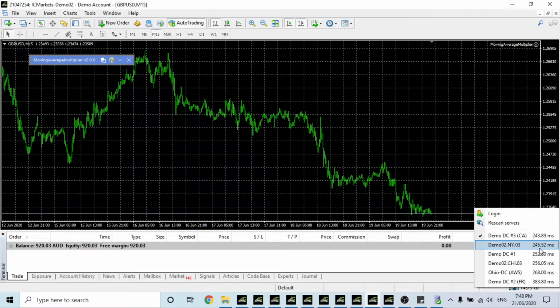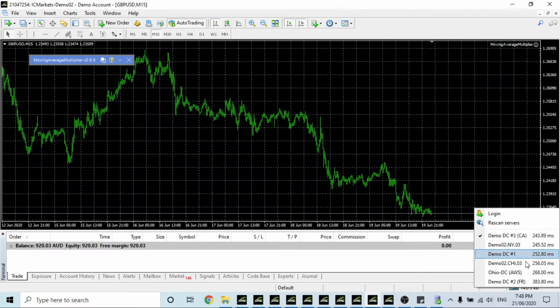But there was a little bit of a difference between the pings on the demo and real, so that could have been a difference, but it'd be really interesting to see if there is actually a difference when it comes to trading a robot. Does the demo make more than a real account, or does a real account make more than a demo? It'd be really interesting to see, and I'd just like to know your thoughts on that.